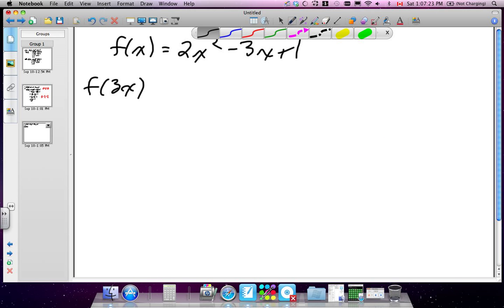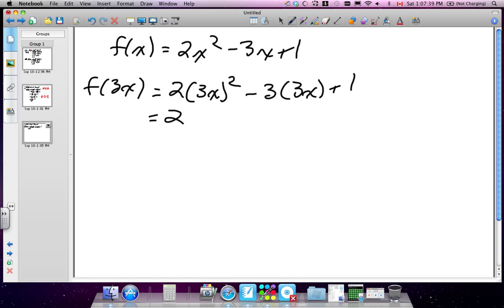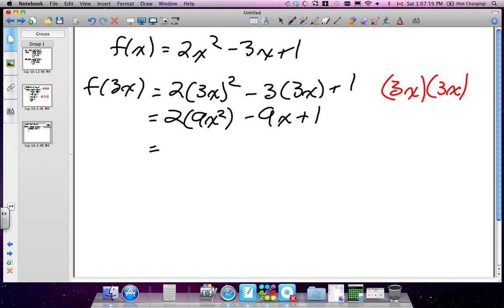So, again, they are substituting 3x in for x. So we're going to put that into the equation. 2x times 3x squared minus 3 times 3x plus 1. 3x times 3x, that's essentially what it says on the outside. So what is that? Is it 9x? Yeah, 9x squared. So this becomes 9x squared minus 9x plus 1. We bring the 2 in, we get 18x squared minus 9x plus 1.